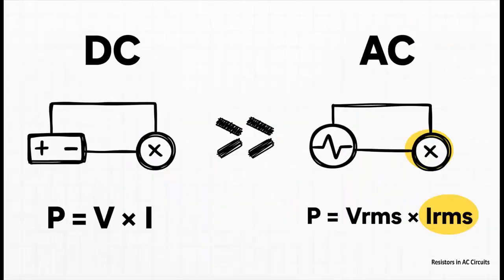And you're going to love this. The power formula looks almost exactly the same. It's power equals voltage times current, just like in DC. We just use the RMS values. RMS just stands for root mean square, and it's basically just a way to talk about the effective value of an AC voltage. It's the standard way we do it.